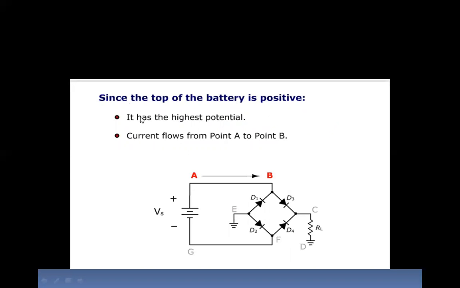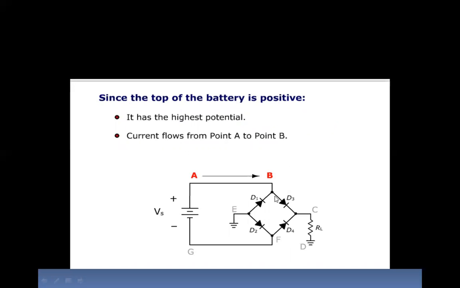Since the top of the battery is positive, it has the highest potential, and current flows from point A to B. This is how the current is flowing, because current flows from higher potential to lower potential. So the current is flowing in this circuit in this manner from A to B.